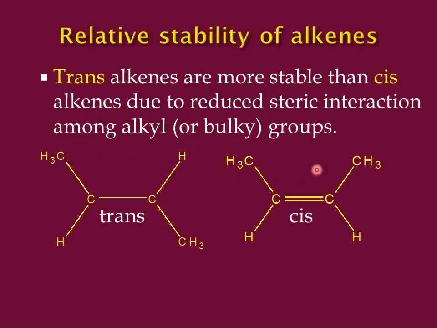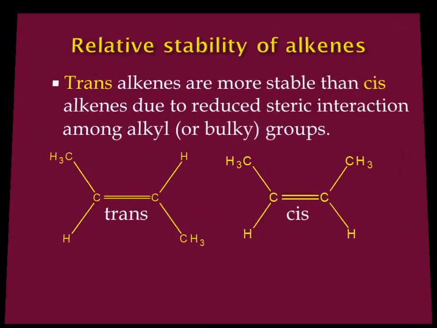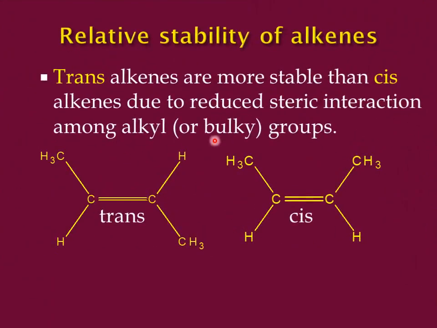Students, how this reduced steric interaction develops stability in a molecule. In a cis structure, you can see that these two methyl groups are going to interact with each other. This steric crowding on this double bond is going to affect the stability of the pi bond and is going to react in order to convert the more reactive pi bond into a more stable sigma bond.